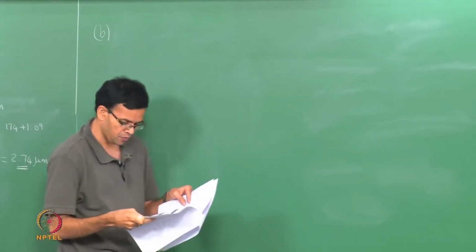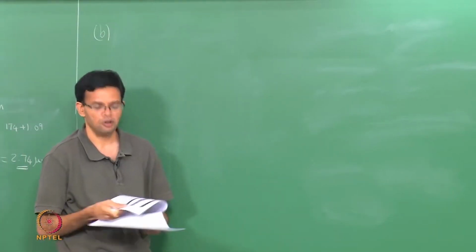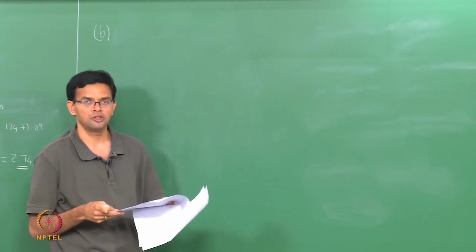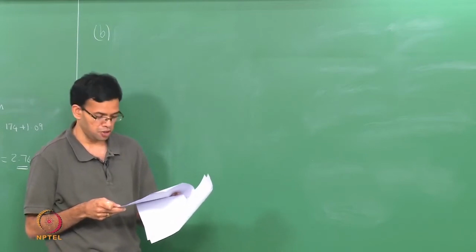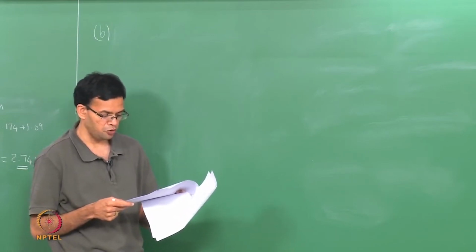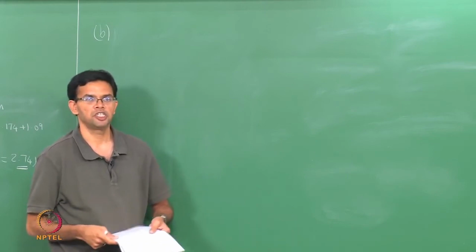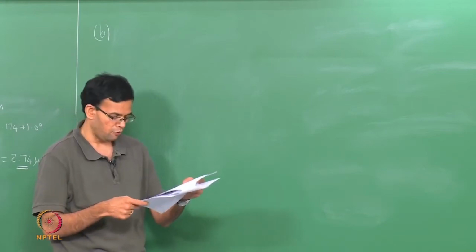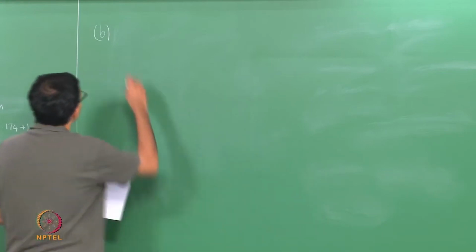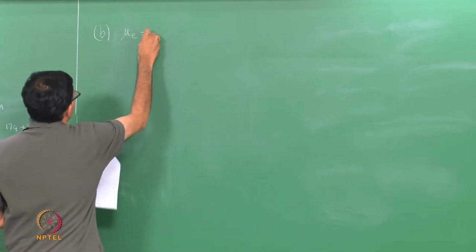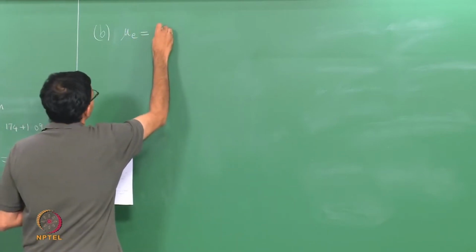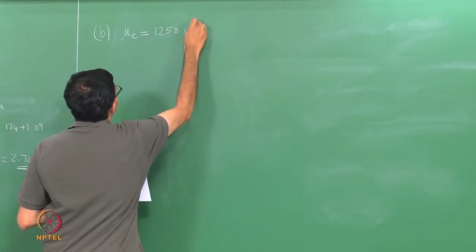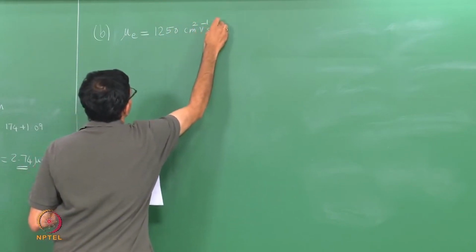In part B, we want to calculate the values of alpha and beta. So, the current injection ratio and also the current efficiency beta. We are going to take unity emitter injection efficiency. So, that is something we looked at in problem 1, so we will follow a similar argument. So, electrons are the minority carriers. So, mu E is 1250 centimeter square volts per second.